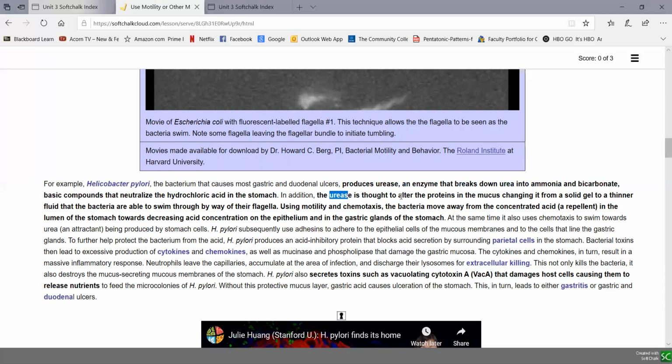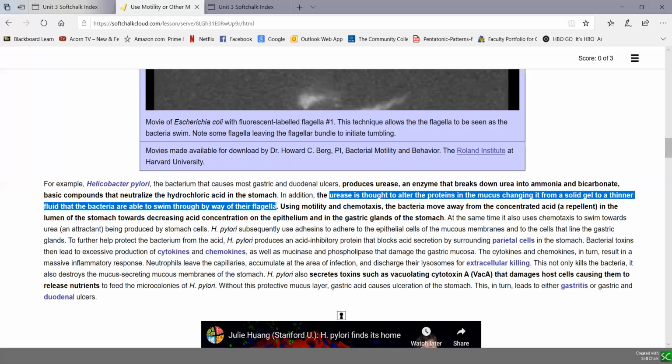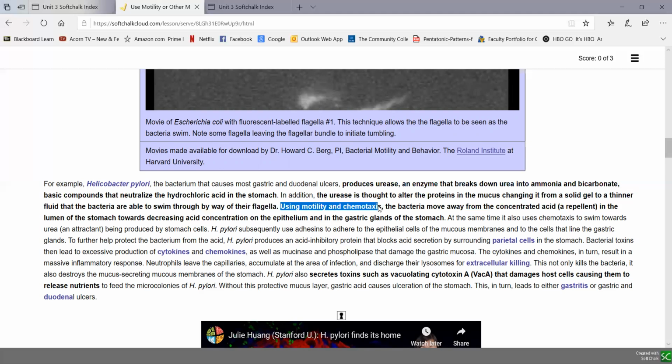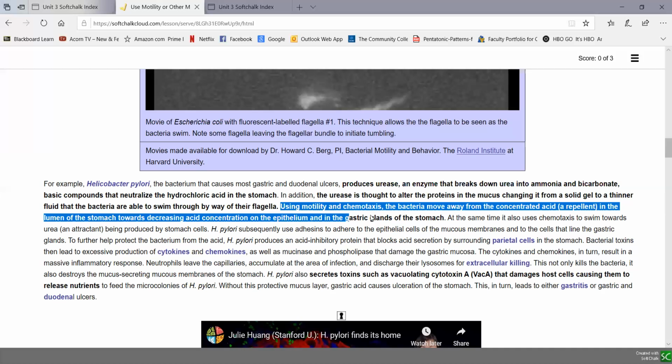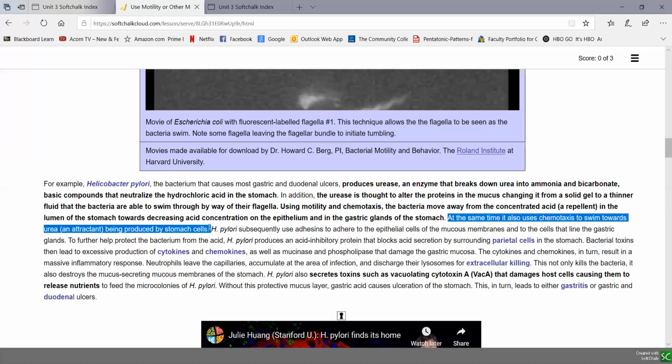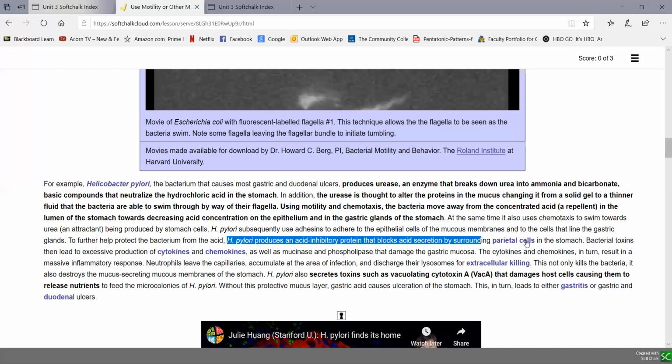The urease is also thought to alter the proteins in the mucus, changing it from a solid gel to a thinner fluid that the bacteria can more easily swim through by means of their flagella. So using motility and chemotaxis, the bacteria move away from the concentrated acid in the lumen of the stomach, a repellent, towards decreasing concentrations of acid at the epithelium of the stomach. Urea is also thought to act as a chemoattractant, so it moves towards the urea being produced by stomach cells. And then eventually we'll see how it can use adhesins to adhere to epithelial cells that line the epithelium of the stomach or of the duodenum. To further help the bacterium, Helicobacter pylori produces an acid inhibitory protein that blocks acid secretions by the parietal cells of the stomach.